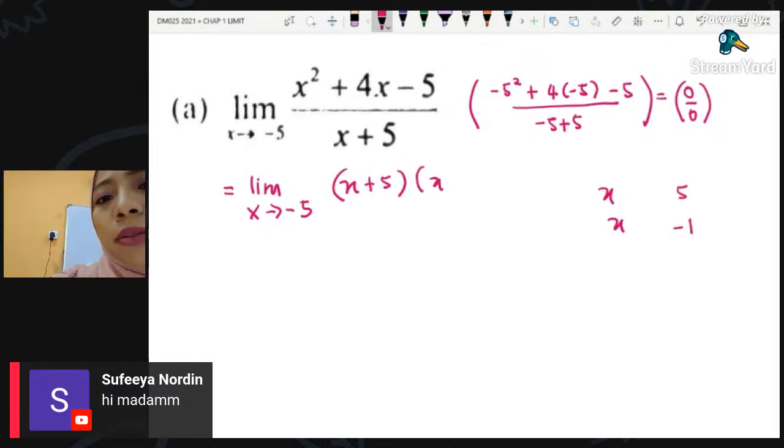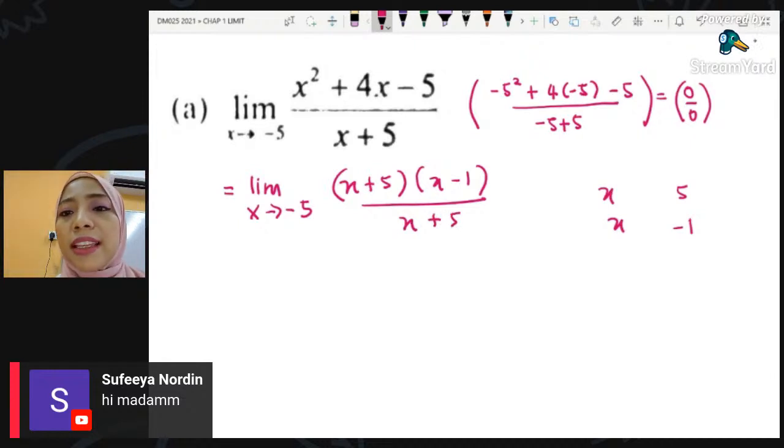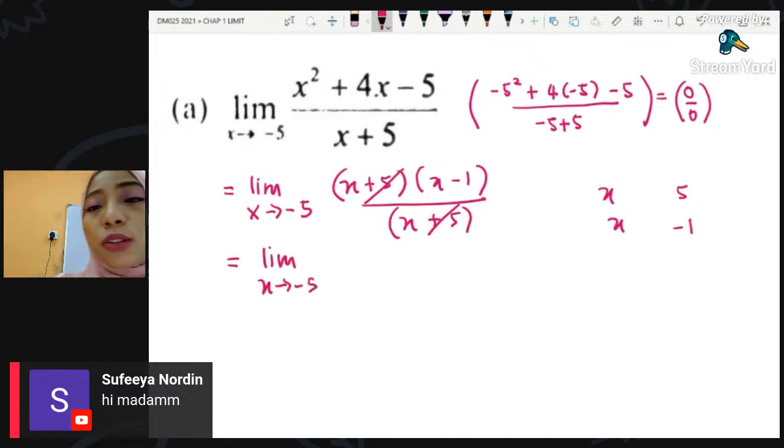Okay, so x minus 1 over x plus 5. You don't need to do this manually, because I know you all use a calculator. So we cancel out top and bottom. And now, since you haven't substituted the values, you still have to write down x minus 1. Once you substitute the values, negative 5 minus 1 will give you negative 6.